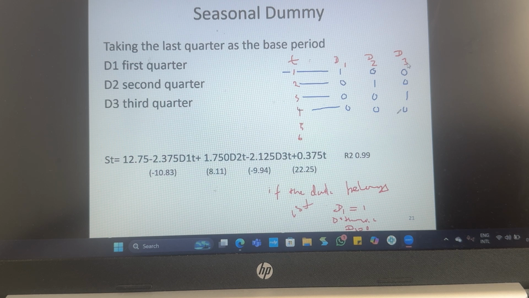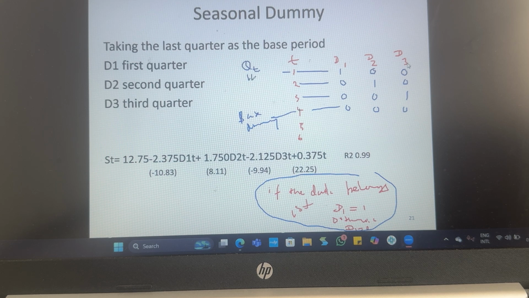If all are 0, it belongs to the fourth quarter. This is called the base dummy. Because there is a base dummy, we don't need the number of dummies to equal the number of categories. One less than the number of categories is enough. For every dummy, you need to put a key. If the data belongs to the second quarter, D2 should equal 1, otherwise 0. In this way, you need to prepare the data set in an Excel sheet.